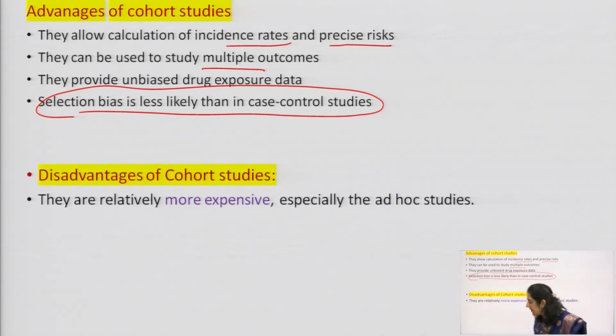What is the disadvantage of cohort studies? They are relatively more expensive. Bias means anything which is giving away from the truth, which is moving us away from the correct results.